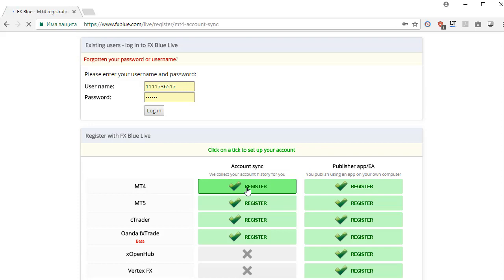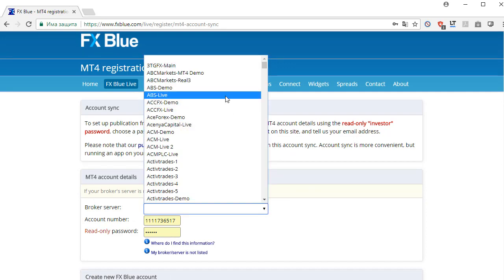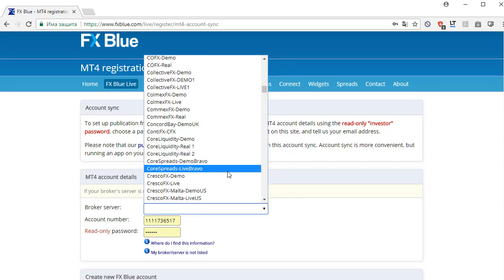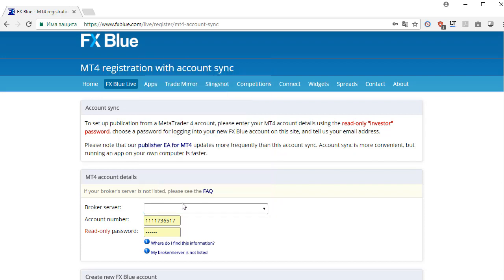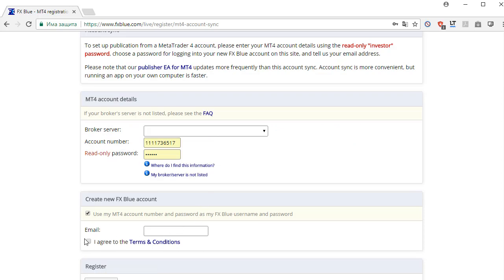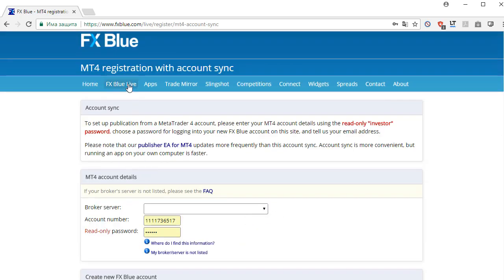When I click on register, you will see the broker server. You need to select the server of the demo account, because some brokers have several servers. You select the server, write down the account number and the read-only password that you receive when you register, which is basically the investor's password. Then you write down your email, agree with the terms and conditions, nothing really special there, and click on register. Your demo account will be connected to this website.